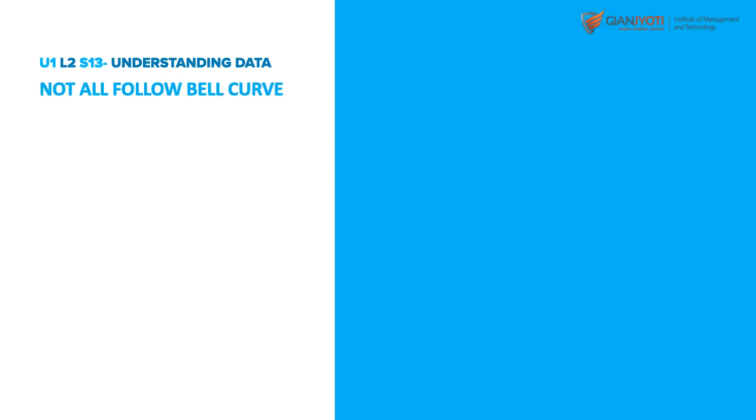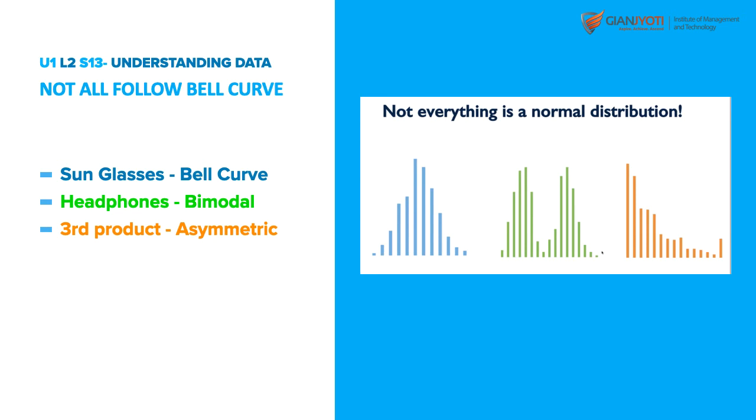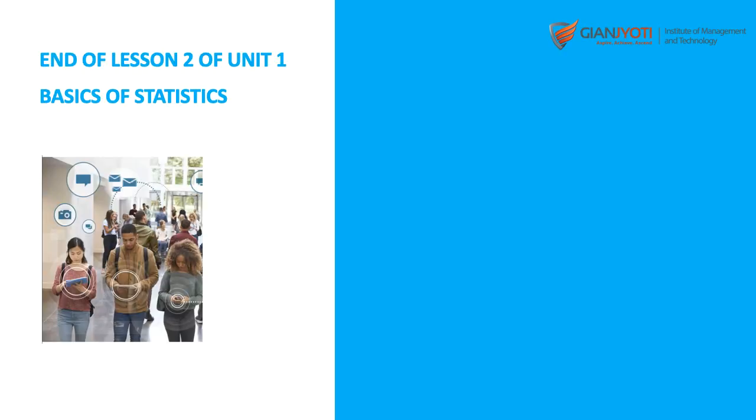Now, not all the things in this world follow a bell curve. Remember this. As we have seen, the sunglasses follow a bell curve. For willingness to pay, in the survey we are talking about, the data that we collected for the headphones was bimodal, and for the third product that we talked about it is asymmetric. With that, I end this session, lesson 2.